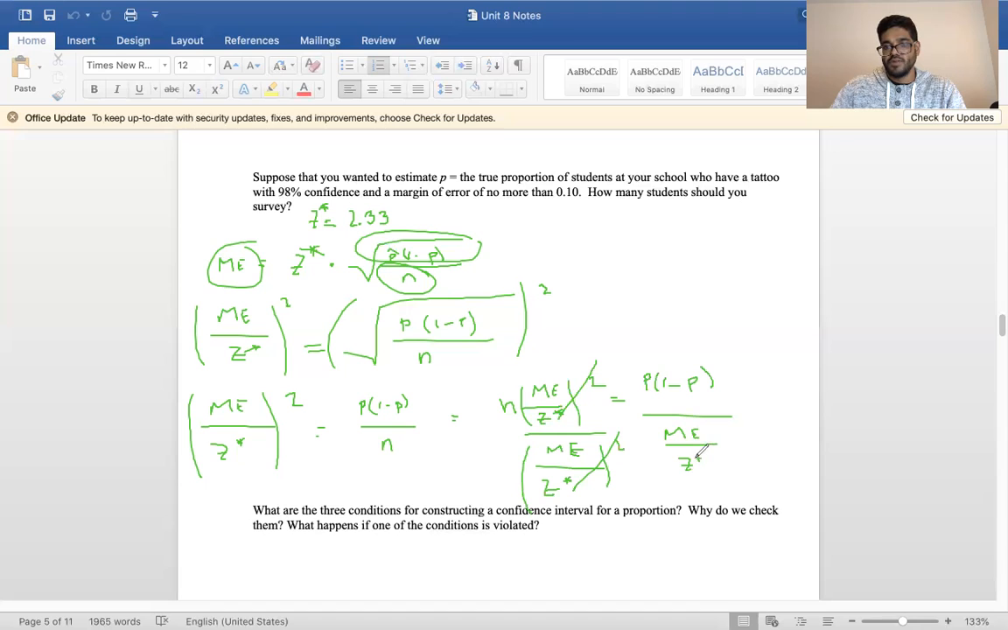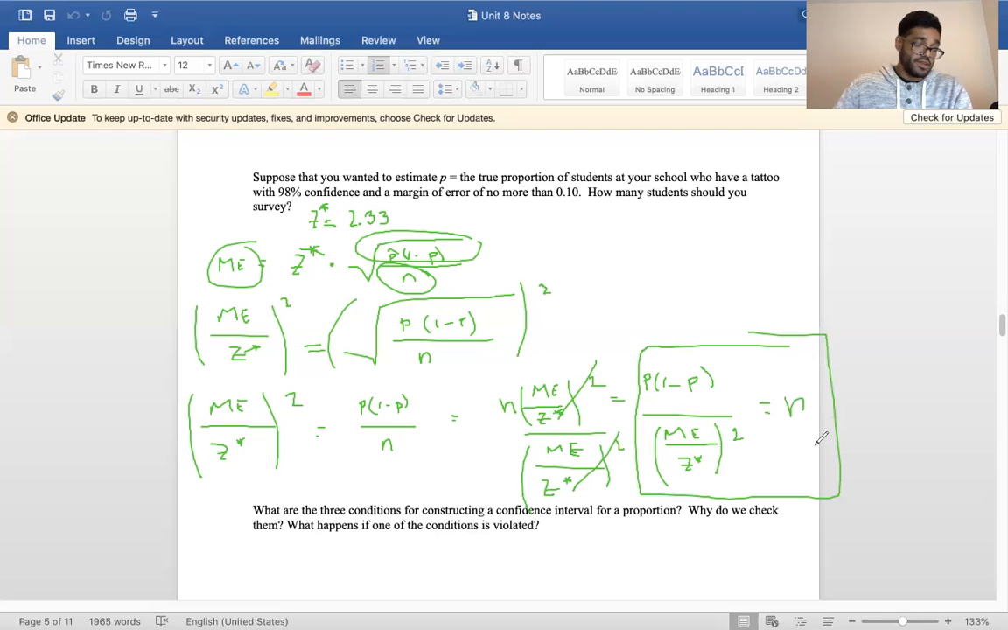So just a bunch of algebra here just to get to this point. So this is kind of our equation now. And now we're just plugging in information, right? So if we're assuming that, let's say 50% of people have a tattoo and 50% don't have a tattoo, then I'm going to start plugging in my information.